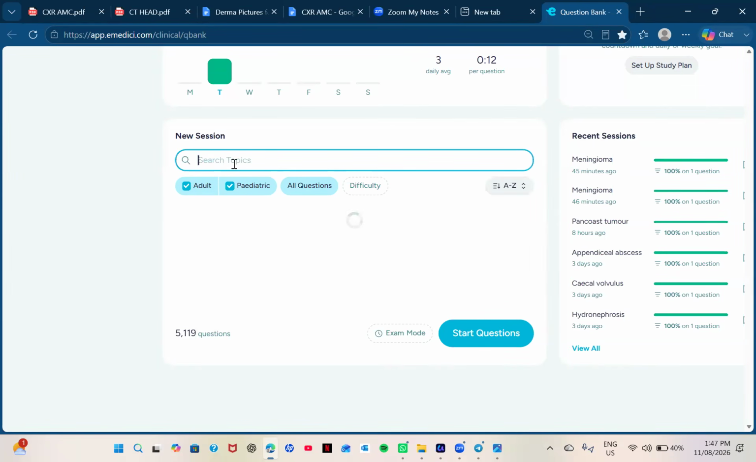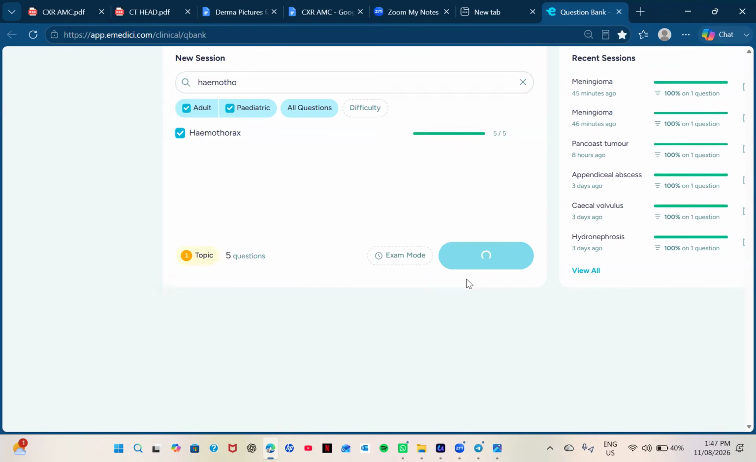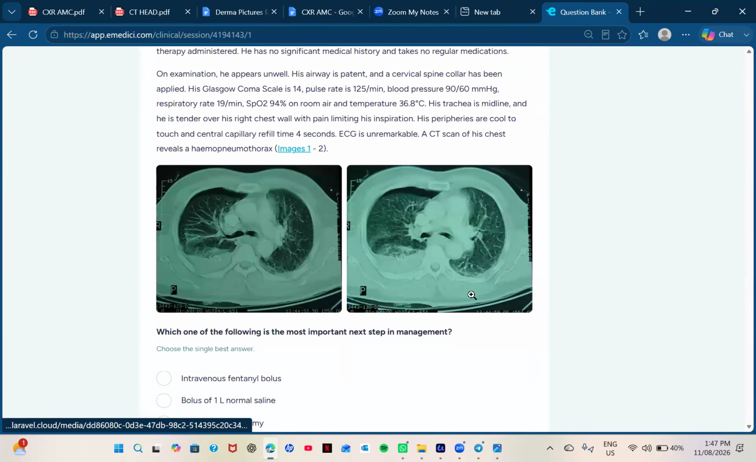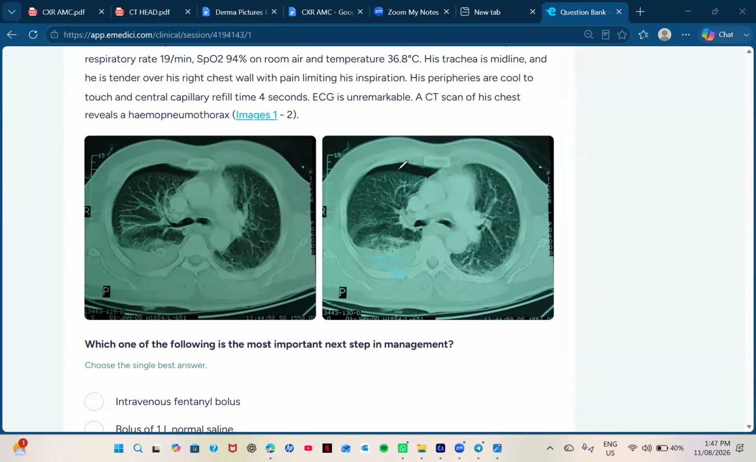Okay, I will go with hemothorax, then you can show both of them. There are road traffic accident questions, a lot of questions, and CTs are given. Okay, where you can see the hemothorax and where you can see the pneumothorax. Quickly tell me. Okay, this is A. This is B. Where you can see hemothorax, where you can see pneumothorax.